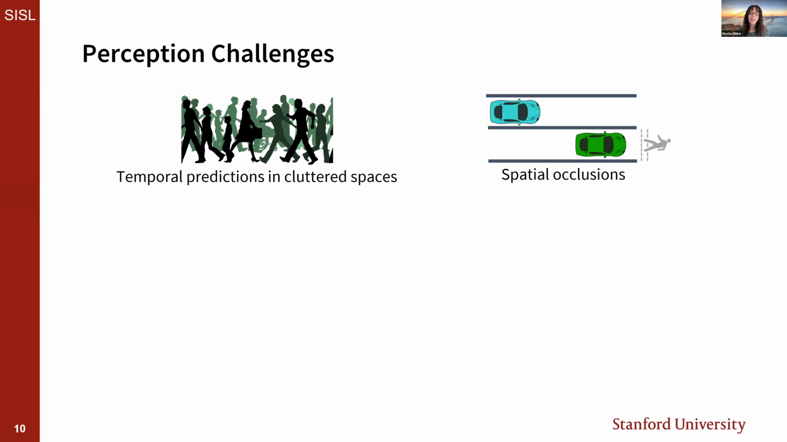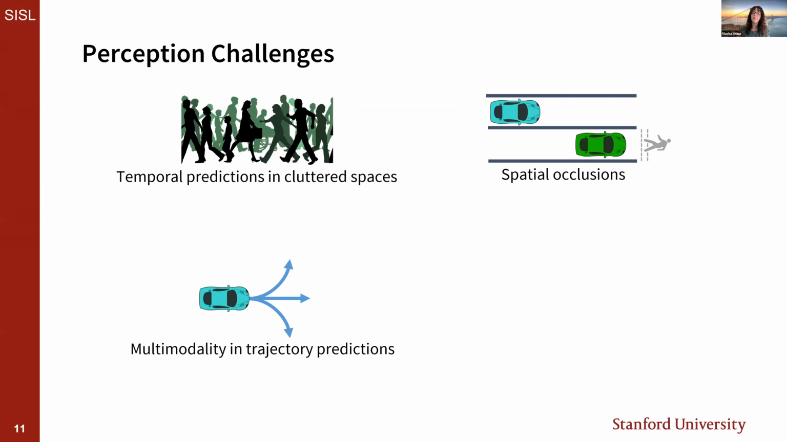Spatially, robots need to handle partial observability of their environment due to physical occlusions, which may occur due to sensor limitations or other agents on the road obstructing the field of view. Autonomous systems need to reason about these occlusions in order to safely navigate the environment.